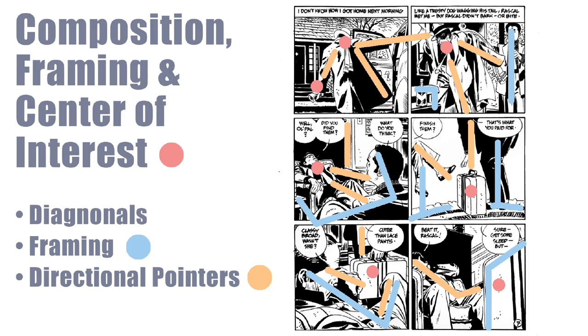In panel 4, we have some strong verticals and diagonals from Luca's legs that are pointing to the suitcase in this panel, the obvious center of interest. And other verticals are pointing in Rascal's body and framing the suitcase as well.